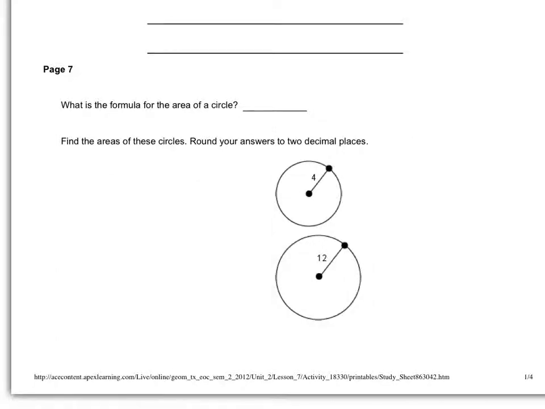So we're talking about areas of circles and areas of sectors. So skip down where it says page 7. It says, what is the formula for the area of a circle? The area of a circle is pi r squared.